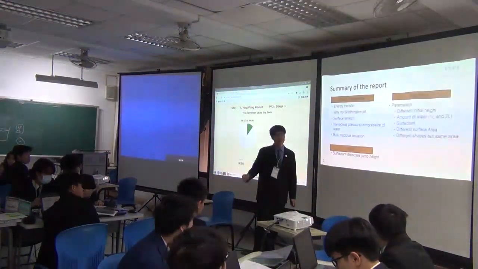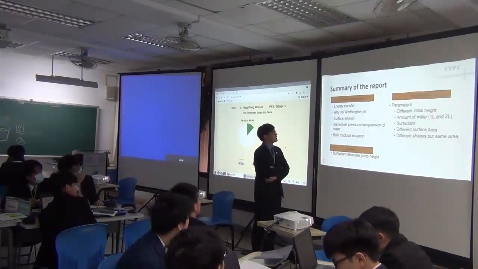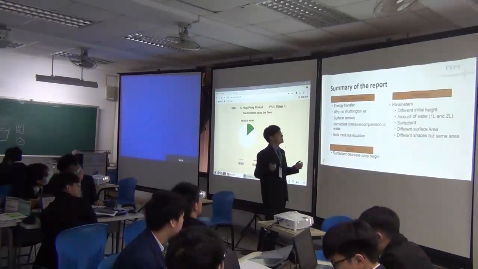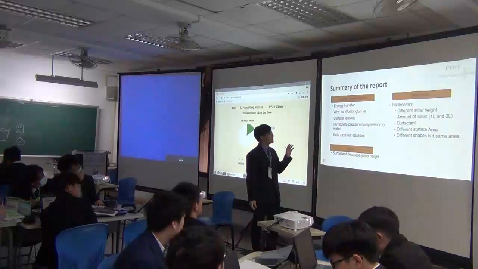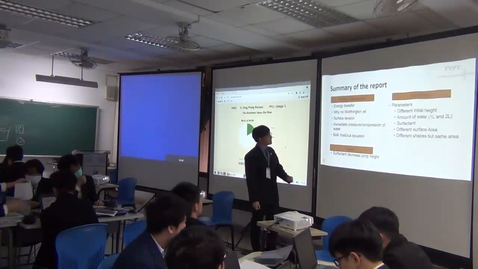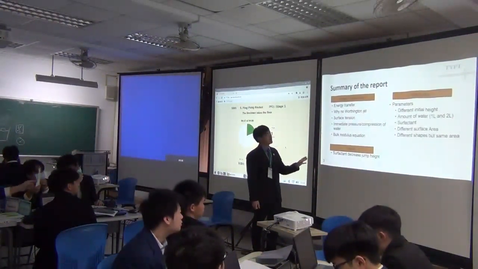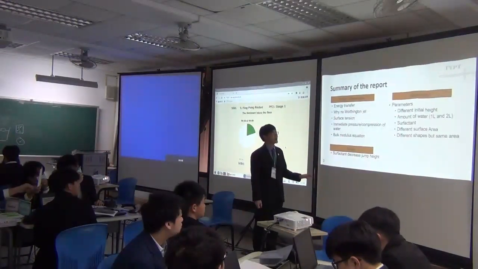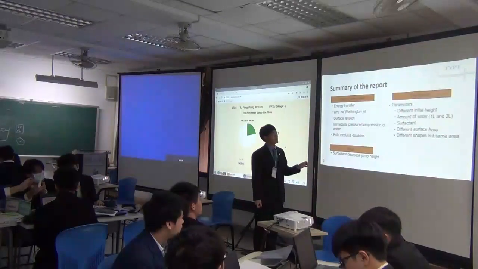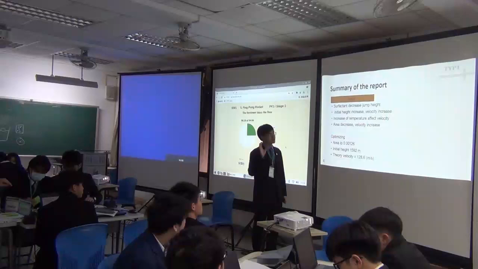To a great height. So for the theory part, she uses energy transfer and work on the jet, and she uses surface tension, and she uses impulse pressure and compression of water, and she also uses the bulk modulus equation to explain the theory. In the experiment part, she uses different parameters: different initial heights and amounts of water, and she changes the surfactant, and she also changes the surface area and shapes, different shapes but the same area.